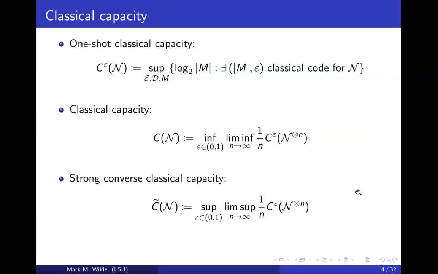Another way to think about it is that if the communication rate of your sequence of communication schemes exceeds the strong converse classical capacity, then necessarily the error probability will tend to 1. And something that you look for in channels is whether you have a match between the classical capacity and the strong converse classical capacity, because it significantly enhances our understanding of capacity if that property holds. Okay. One thing you can see from the definitions is that the classical capacity is always less than the strong converse classical capacity.